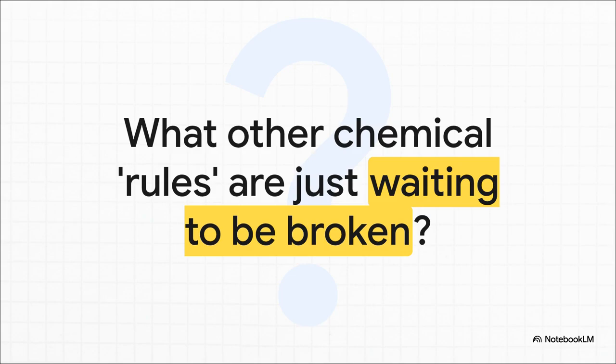So ultimately, what you should take away from all this is that diborane is way more than just a weird molecule. It's a perfect example of how science actually works. It shows that even the most fundamental rules, like one bond needs two electrons, can have these incredible and really elegant exceptions, which kind of makes you wonder, what other rules are just out there waiting to be broken?